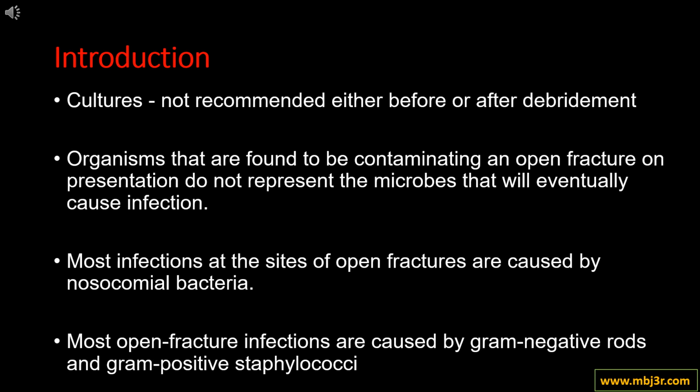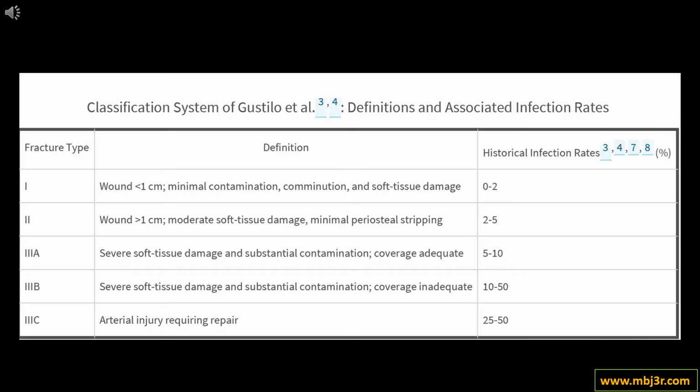Organisms that are found to be contaminating an open fracture on presentation don't represent the microbes that will eventually cause infection. Most infections at the sites of open fractures are caused by nosocomial bacteria. Most open fracture infections are caused by gram-negative rods and gram-positive staphylococci.